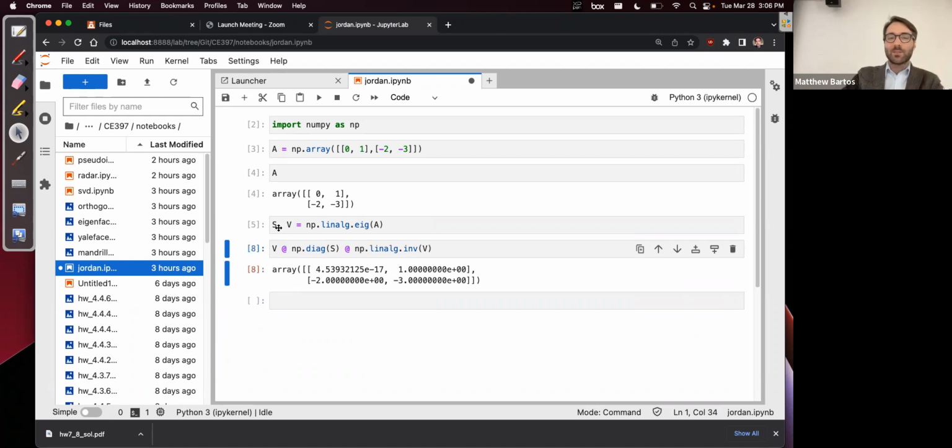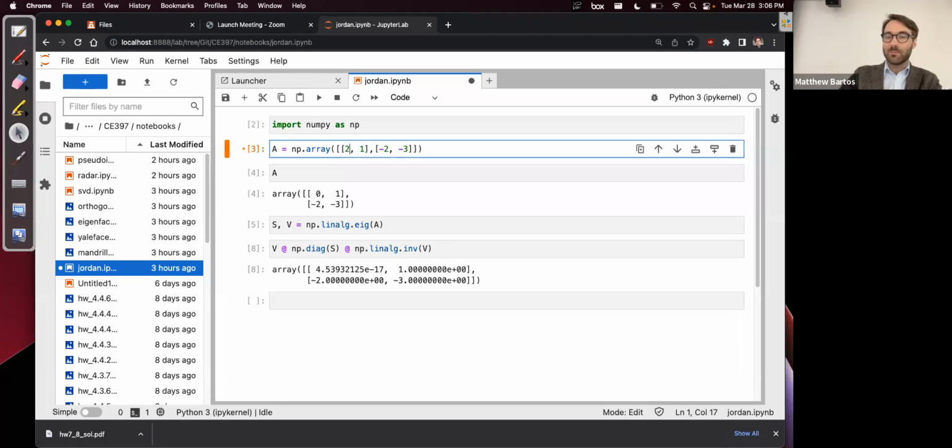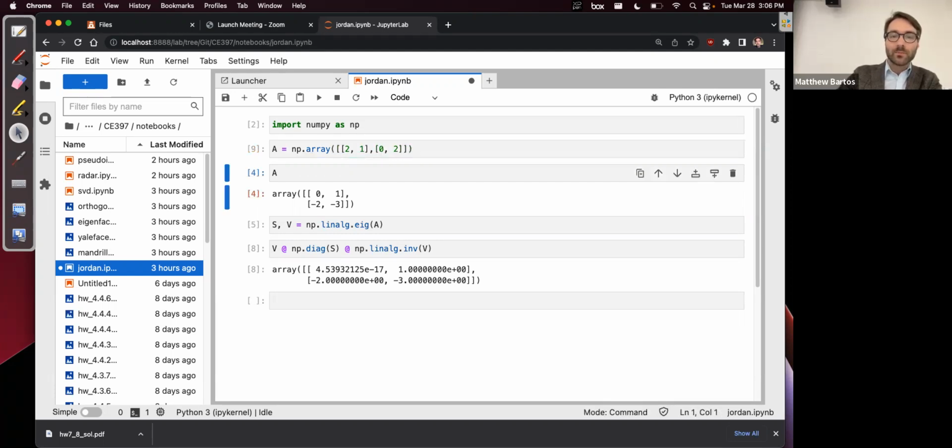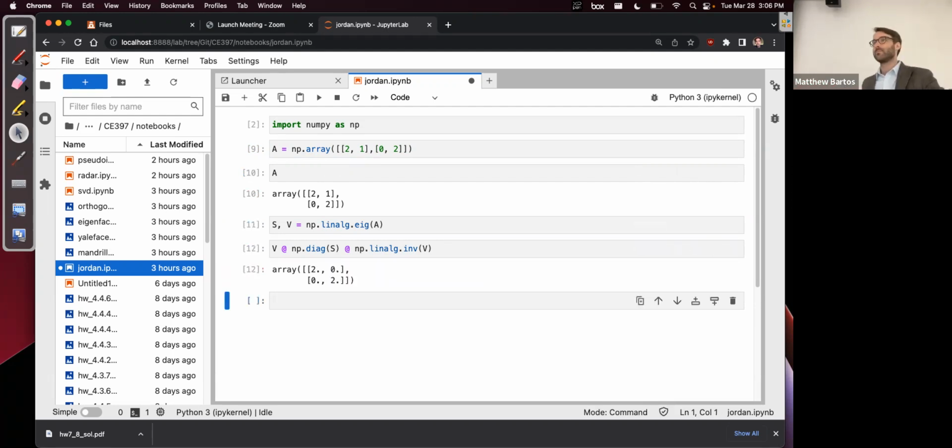Okay, so let's see what happens when we try our non-diagonalizable matrix. So we have the non-diagonalizable matrix that we just tried. Let's compute the eigendecomposition, or try to compute the eigendecomposition, and let's try to reconstruct the original matrix. And it actually just returned us the eigendecomposition for the diagonal matrix of 2s, right?